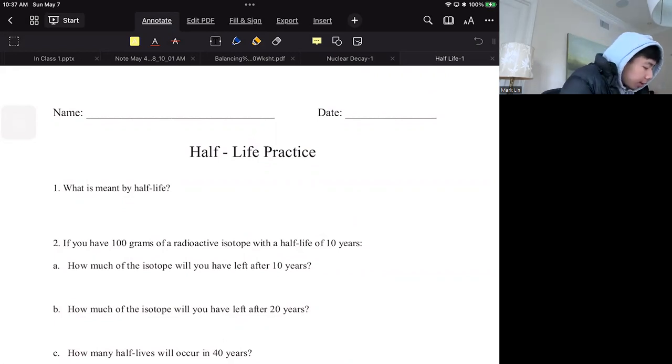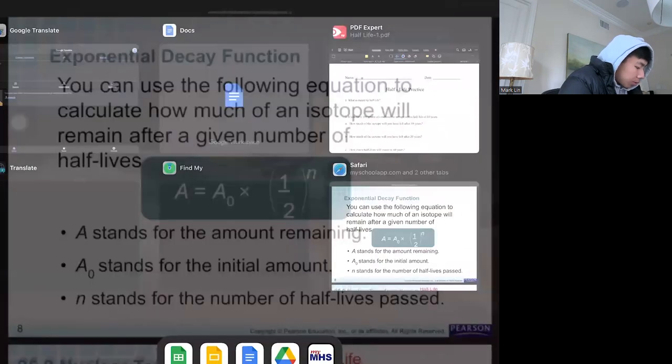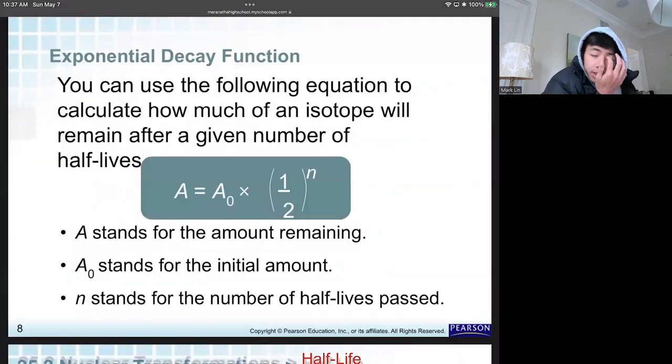This is going to be the Half-Life worksheet. Let's get into it. First things first, I want to go over the formula that you guys want to be using. A equals A naught, that's A zero, times one half to the N.